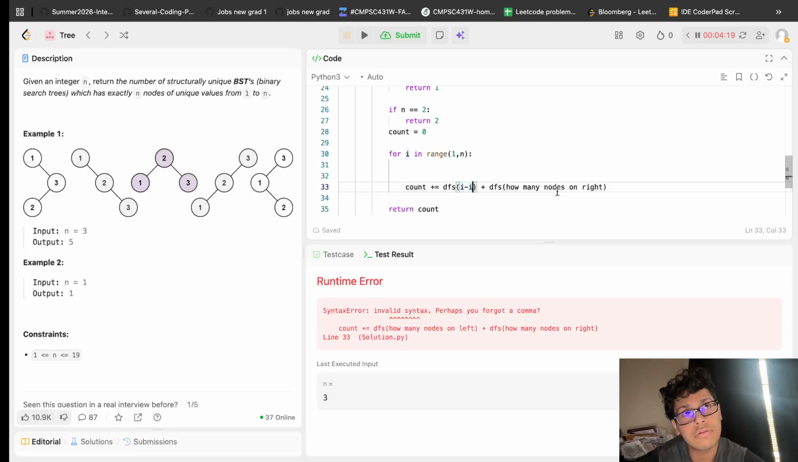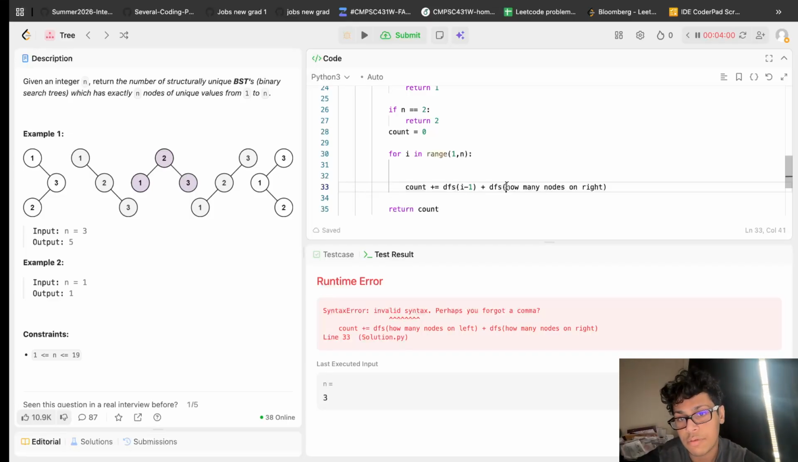And we have 0. We have 2, we have 1 node. If we have 3, we have 2 nodes. If we have 4, we have 3 nodes to our left. Okay, that works.